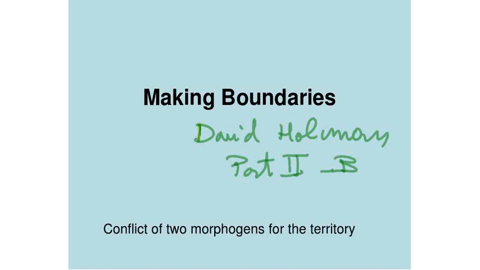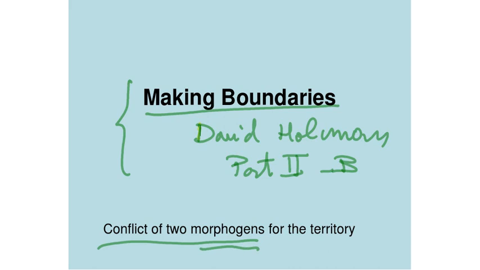So this is the second part, and today we're going to discuss part B of mathematical modeling computational methods to define boundaries between regions of the brain or regions in the tissue. We will see in the third part what could be the principle of navigating in the brain. So making boundaries, we are going to show this as a conflict of two morphogenetic regions for a given territory made of cells.